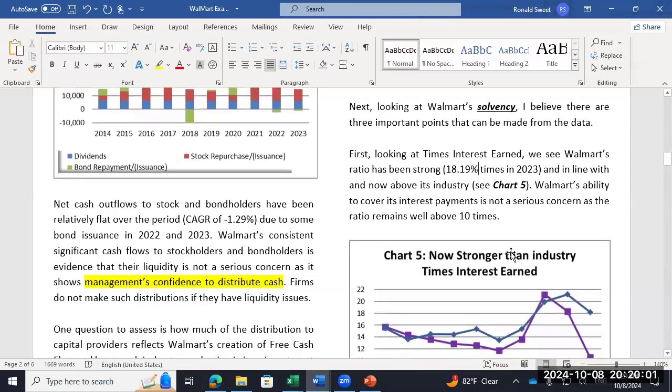18.19% times interest earned is not 8%. It is 8 times. All right, so don't put a percent. Don't talk about a percent.